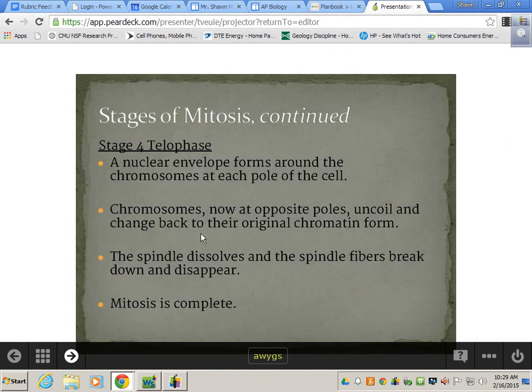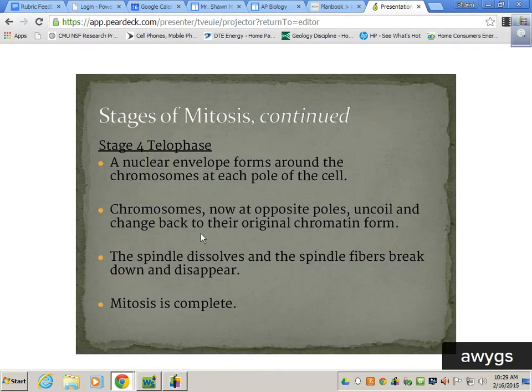So a nuclear envelope forms around the chromosome at each pole of the cell. When you see the new nucleus and it looks like an hourglass shape, you know you're in telophase. And chromosomes now at the opposite poles uncoil and change back into their original chromatin form. So those chromosomes can then relax now. The spindle dissolves and the spindle fibers break down and disappear. We don't need them to hold on to the chromosomes anymore, and mitosis at this point is complete. That means we have divided our nucleus.